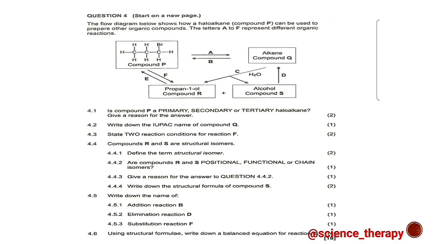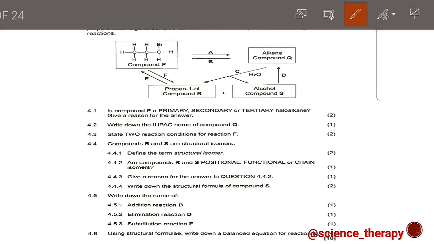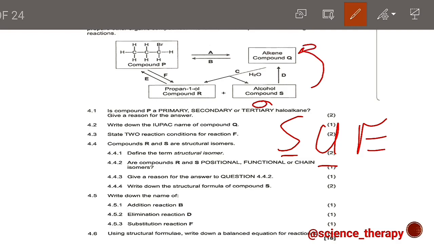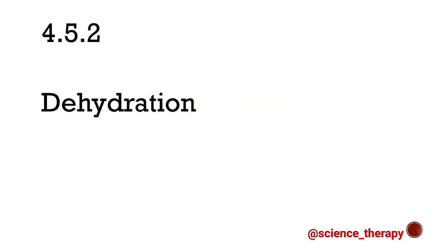Now 4.5.2 says write down the name of the elimination reaction D. Now for elimination reaction, you will remember from saturated to unsaturated, it's elimination. Now we can see we are moving from an alcohol, a saturated compound, to an alkene, an unsaturated compound. Now what is the type of elimination reaction here? Because from alcohol to alkene, we have to remove water. We say this is dehydration.